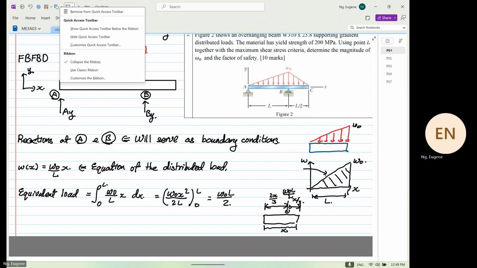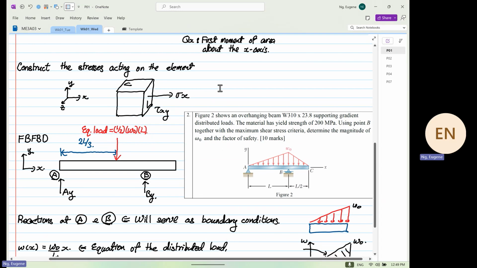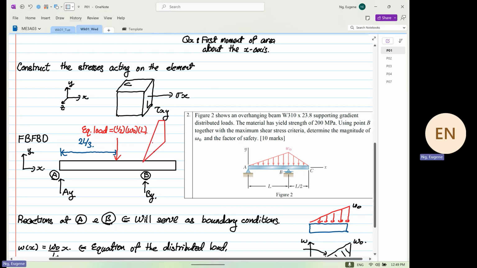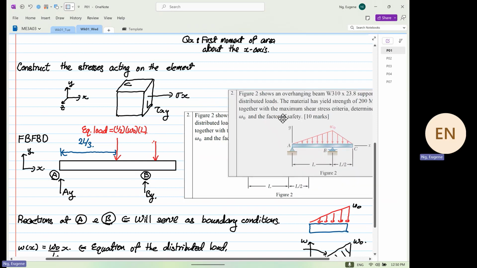Okay. Right. So once you got that, I'm going to sketch the other equivalent load. Now this is where you have to be really, really careful. So there's another distributed load over here. And the equivalent load, I'm going to shift this across.